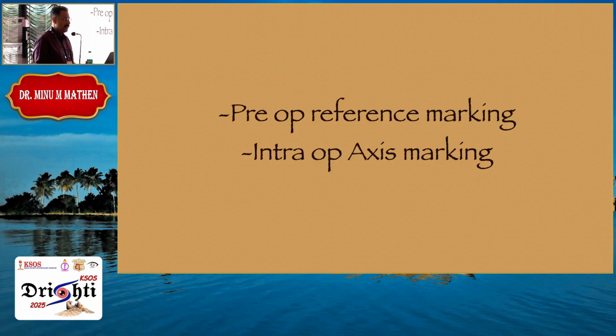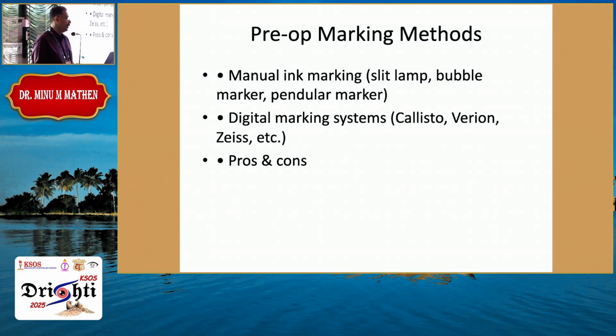So pre-op reference marking and intraoperative axis marking. So biometry and preparing the patient. Surgery is the same. Biometry and preparing the patient is the most crucial thing. So pre-operative marking, there are many things which have already been told. You can mark it with ink, you can mark it with a marker, whatever.